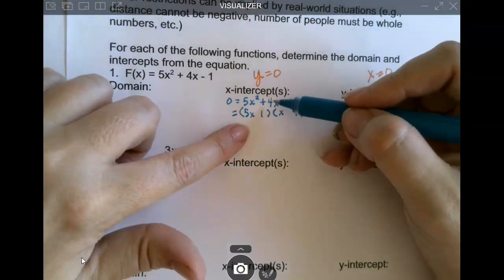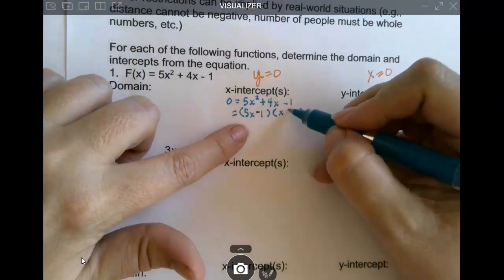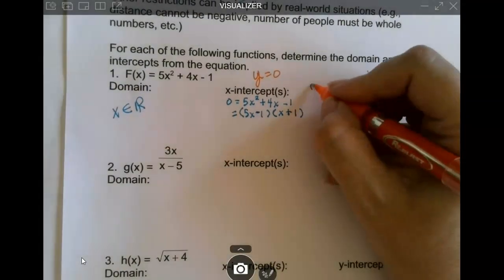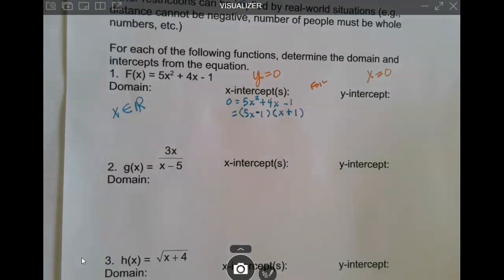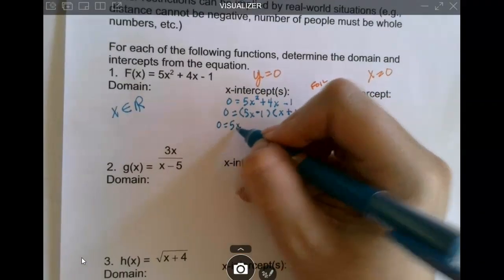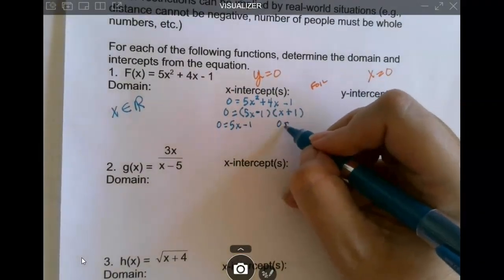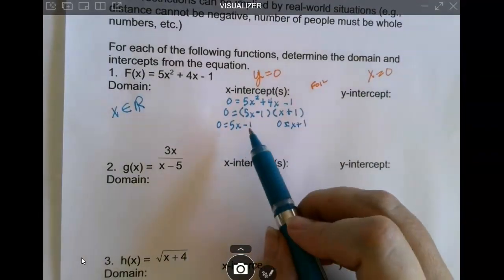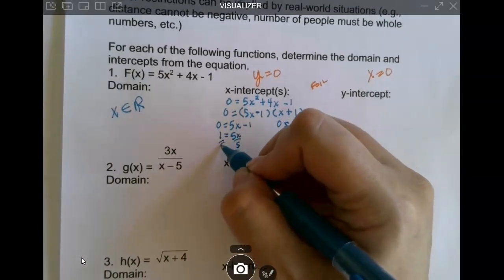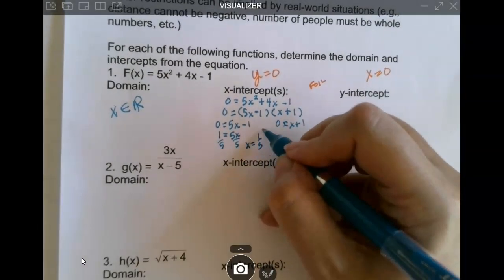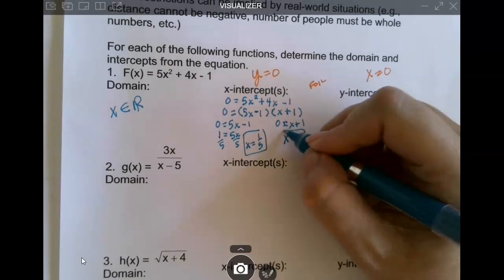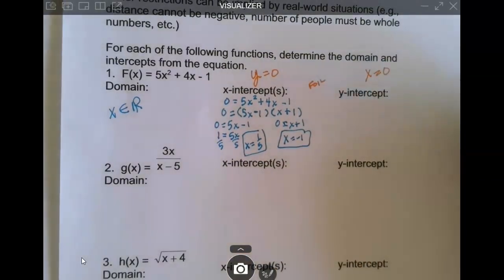I want the 4 to be positive, so I need this one to be negative and this one to be positive. I can double check that with FOIL. Use your FOIL to double check that we got it right. Then our next step is we set each one of these equal to 0. So I have 0 equals 5x minus 1, and I have 0 equals x plus 1. Solve this, add 1 to the other side. 1 equals 5x, divide by 5, and we get x equals 1/5. Then I do the same thing here, minus the 1 to the other side, and I get x equals -1. So there's my 2 x-intercepts.